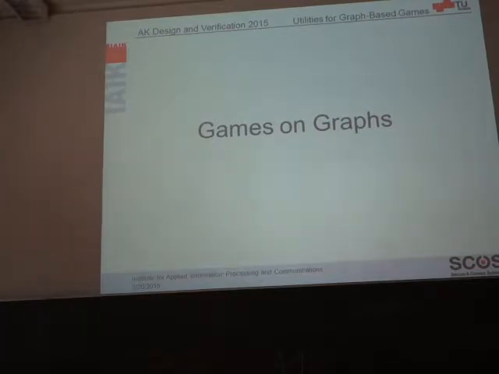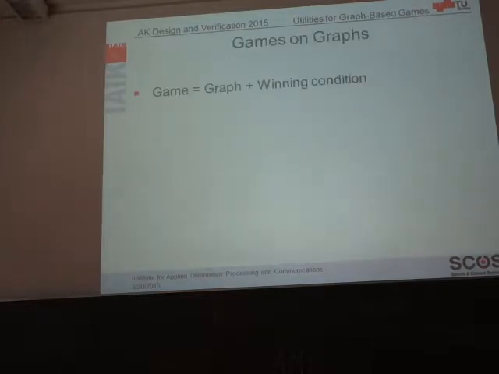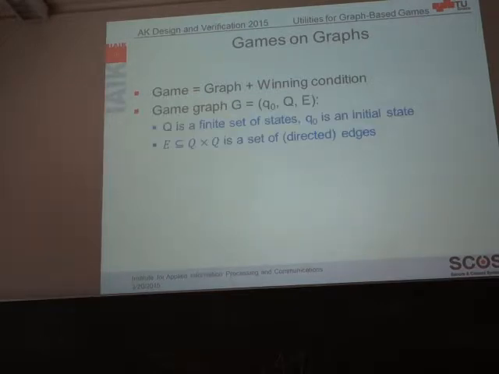Now we will look at very specific kinds of games, namely games on graphs. These games on graphs are defined by two components. We have a graph and a winning condition on this graph. The graph is actually defined in a quite standard way. We have some initial state which we call Q0, where everything starts. Then we have a certain set of states in the graph, and we have a certain set of edges between these states in the graph. The edges are all directed, so they have a dedicated source and a dedicated destination.